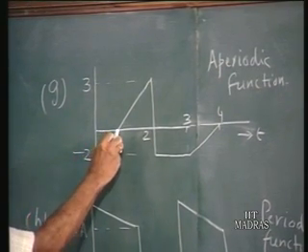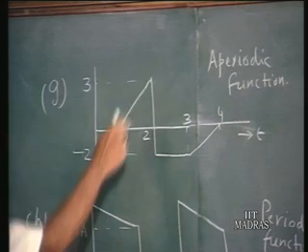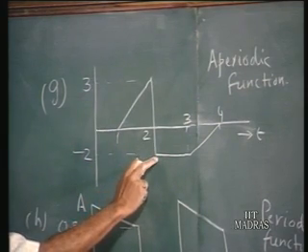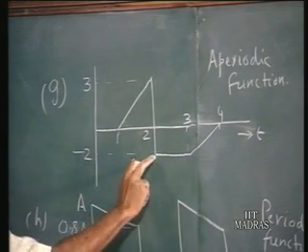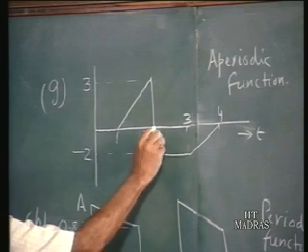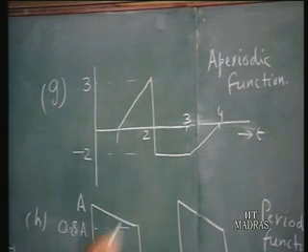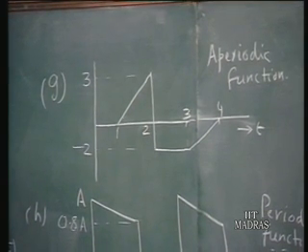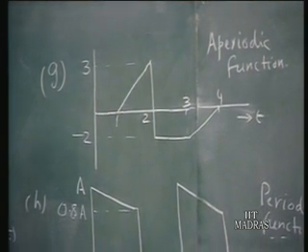It linearly rises from 0 to 3 units and then climbs down to minus 2 steeply and then remains at minus 2 from 2 seconds to 3 seconds and then once again comes back to 0 at 4 and stays there for t greater than 4. So it is an aperiodic function described in this manner.